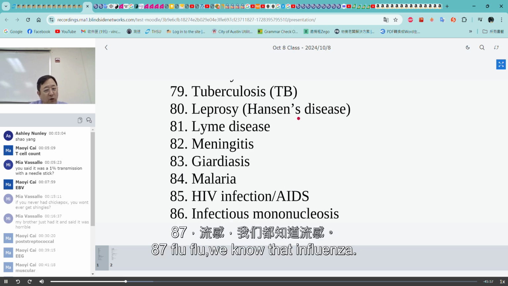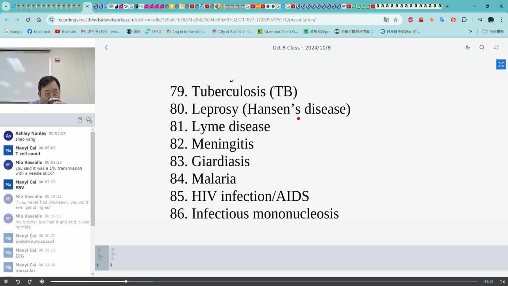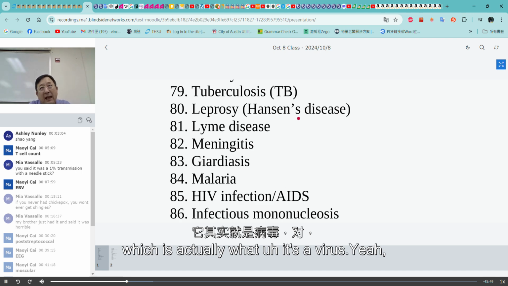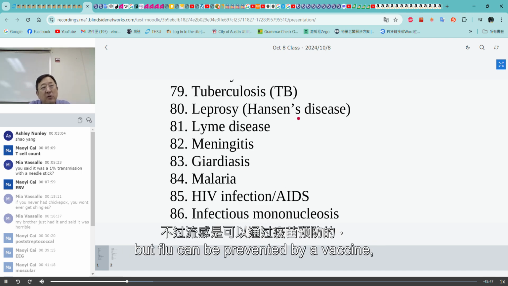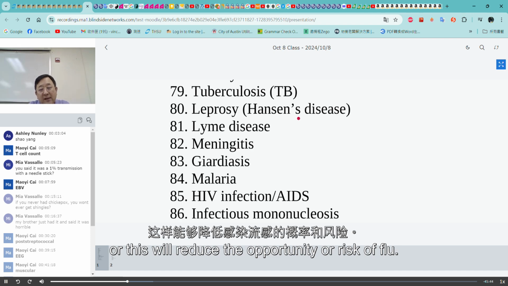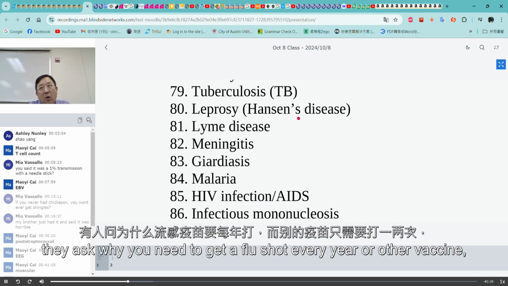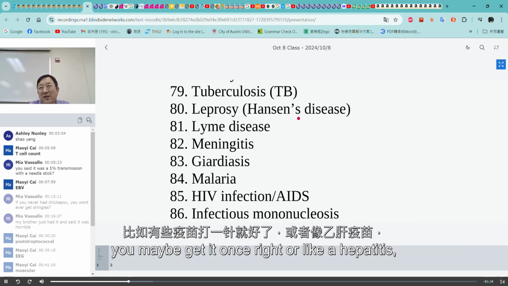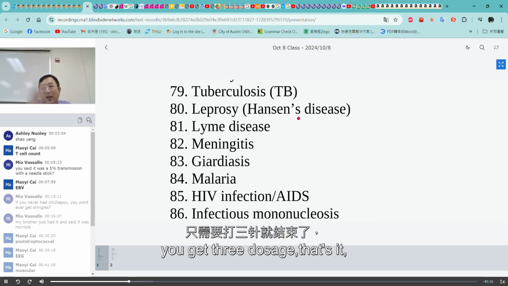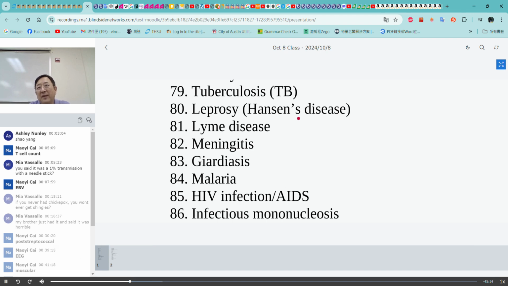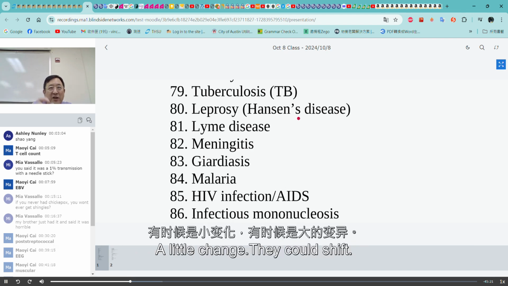Number 87, flu. Flu, we know that. Influenza, a viral infection. It's a virus. But flu can be prevented by a vaccine, or at least the risk of flu can be reduced. Here's the question: why do you need to get a flu shot every year? Other vaccines you may get once, or like hepatitis, you get 3 doses and that's it. But why flu every year? You have to know this: because flu viruses change every year. This change is kind of interesting. A little change they call shift.